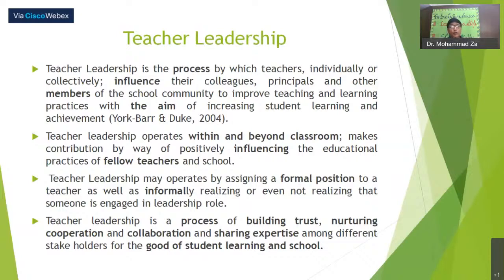But informally, it is also possible that a teacher is influencing without being assigned a particular formal role with respect to a particular subject. He or she might influence the practices of other teachers. Teachers are observing, even if he is not conscious that he is influencing other teachers. In many schools, there are so many teachers who influence others. They are not holding any position of a leader in a particular area, but they are influencing others by way of their practices, by way of their behavior, by way of their innovative practices in their respective classrooms.